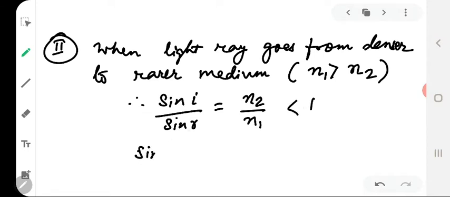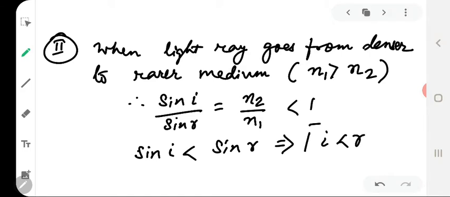So sin of i is less than sin of r, which implies i is less than r. So the refracted ray makes greater angle with the normal as compared to the angle made by the incident ray with the normal. Hence refracted ray bends away from the normal.